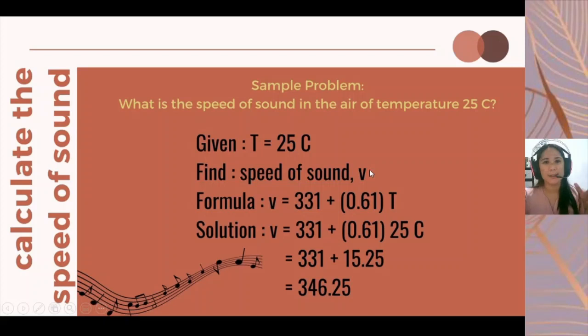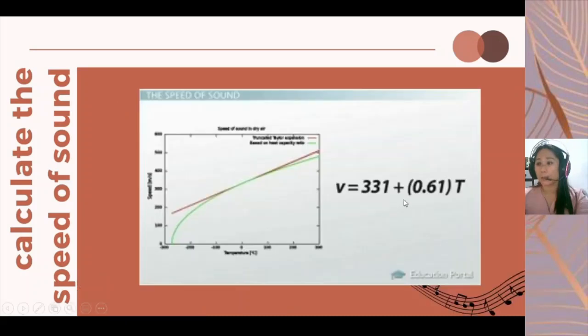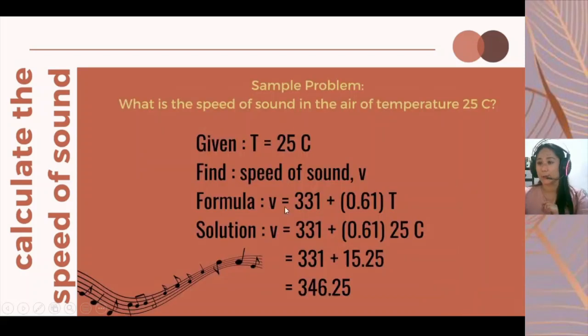Okay? And then, let us follow the formula. 'Di ba ang formula na in-introduce ko sa inyo kanina? Balikan natin ha. We have V is equal to 331 plus 0.61 times T. Ano yung T? Yun po yung temperature. So, i-substitute natin yung value. We have here V is equal to 331 plus 0.61 times T. Ito yung formula natin. Okay? And then, let us compute. We list them down in our solution. So, we have V is equal to 331 plus 0.61 times, ano yung value ng temperature natin?